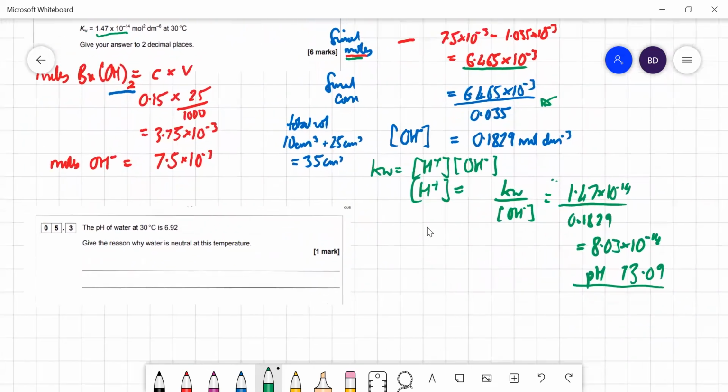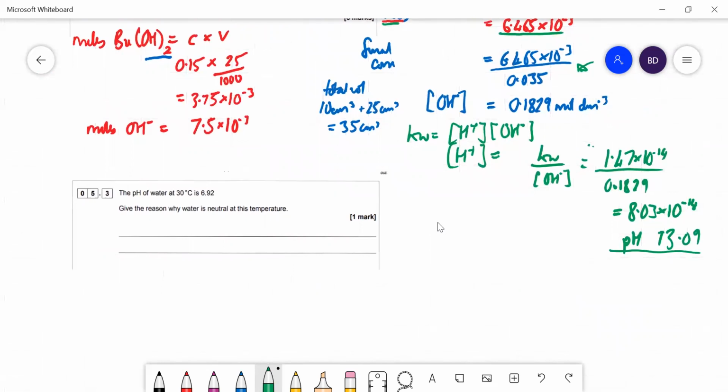Right. Okay. The pH of water. Next question is 6.92. Why is it neutral at that temperature? Because the definition of neutral water is not strictly speaking pH 7. It's when you've got H+ ion concentration equal to OH− concentration. And of course, that is pH 7 at 298 Kelvin, but at other temperatures where the value of Kw changes, it's not always exactly 7. And the definition of neutral is H+ equal to OH− concentration.